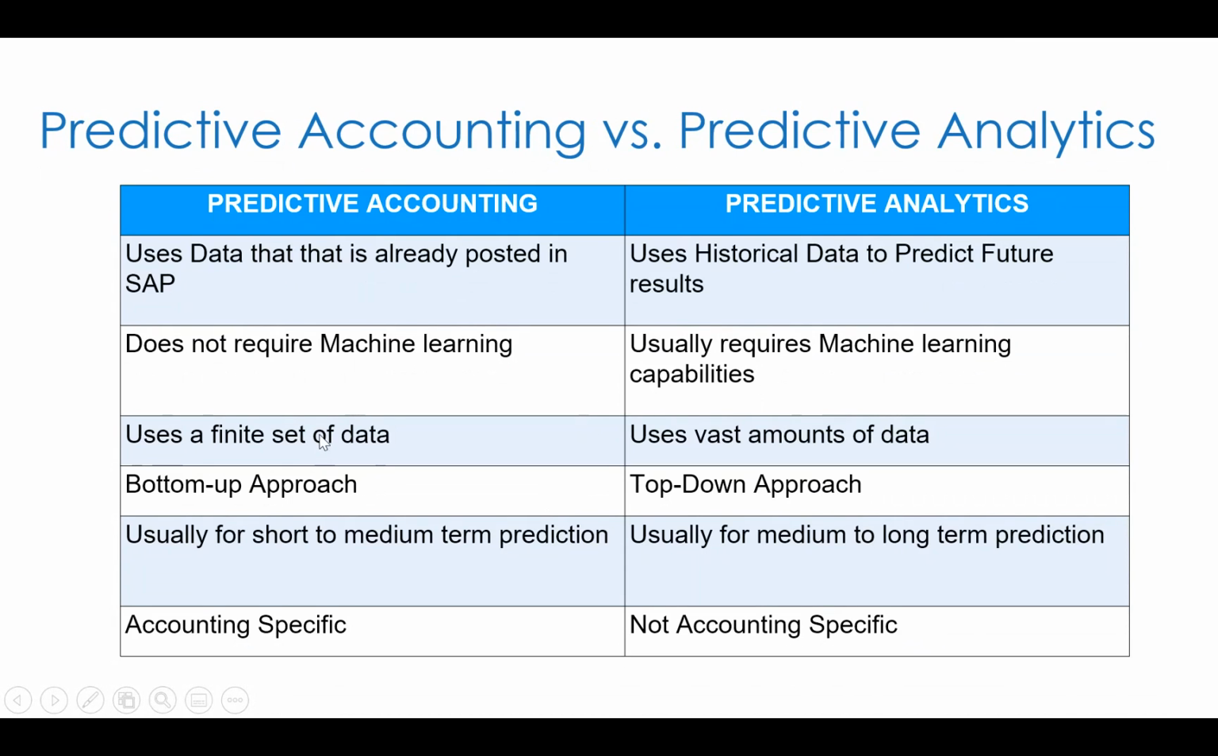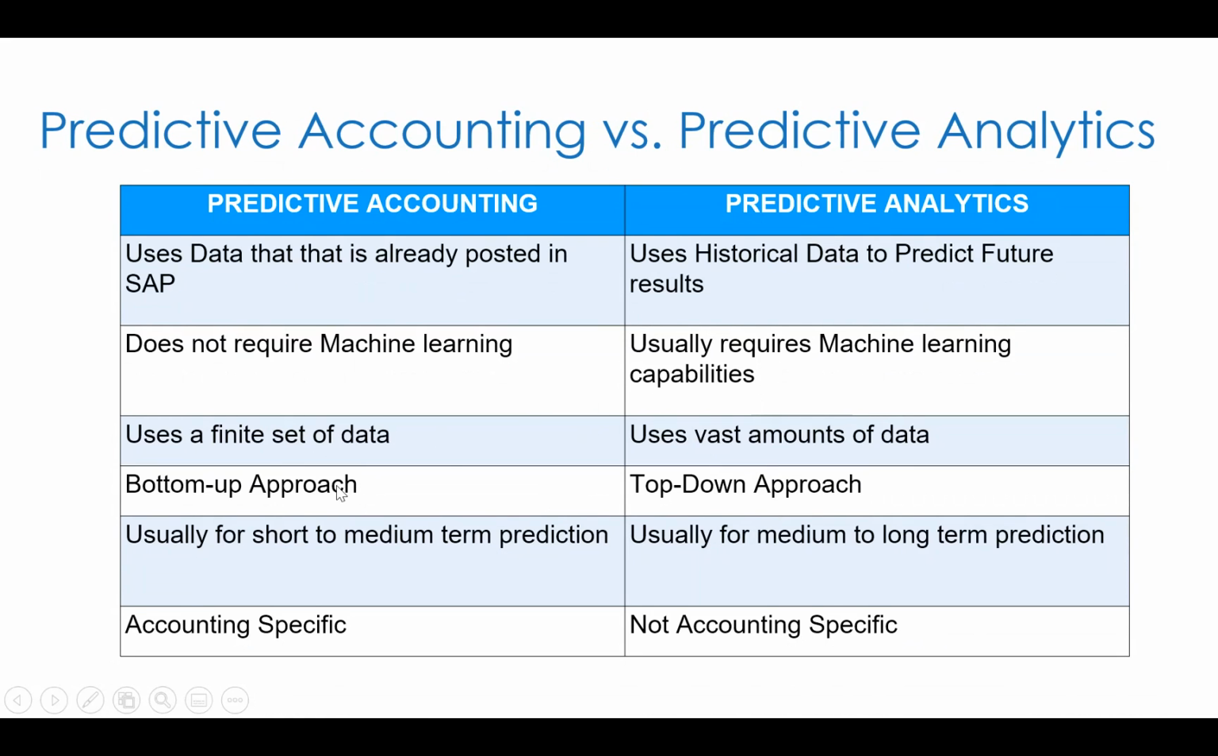Predictive accounting uses a finite set of data. It's more tangible, it's more granular. Predictive analytics uses vast amounts of data. In fact, predictive analytics is kind of part of what came out when the whole big data concept came out, years ago. You use massive amounts of data to do different things, and one of those things is to put the data in certain categories or shape the data in a certain way so that you can predict future results. That's what predictive analytics comes out of.